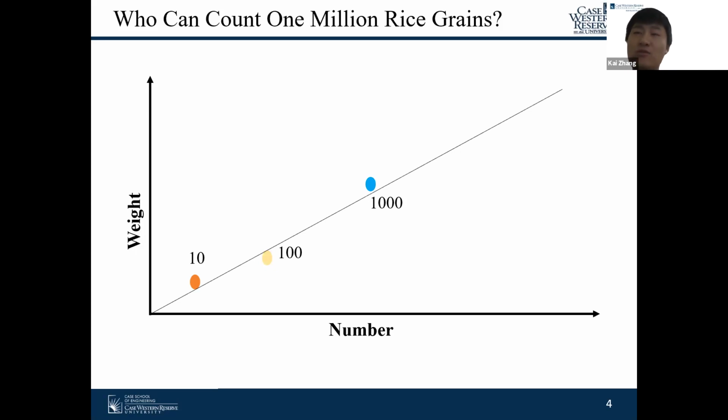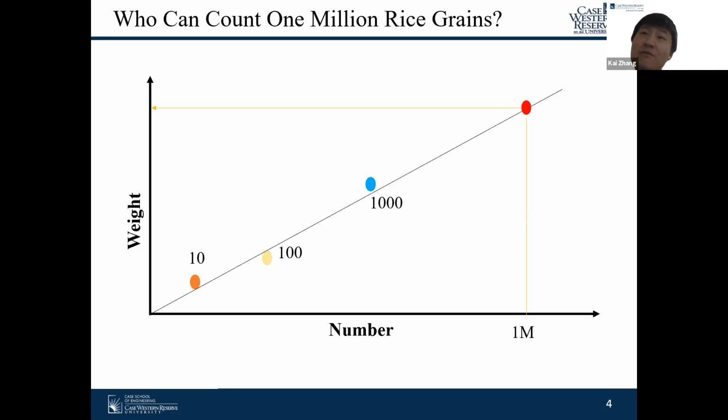We can draw a line which describes the relationship between the weight and the numbers. After we get this line, we can go along the number axis and move rightward until we get the number 1 million, find the point on this line, and we can calculate the weight. After you finish this, you successfully convert this challenge of counting numbers to a simple weight measurement. Is this solution what you thought in your mind?